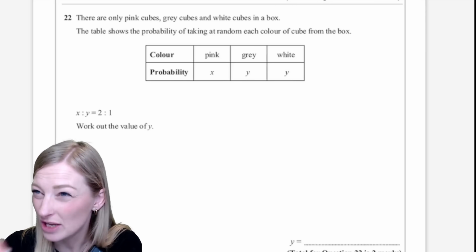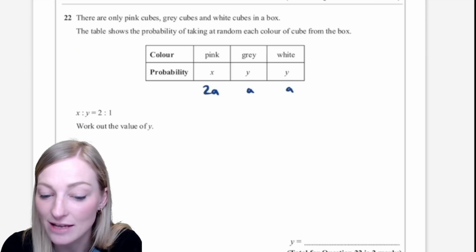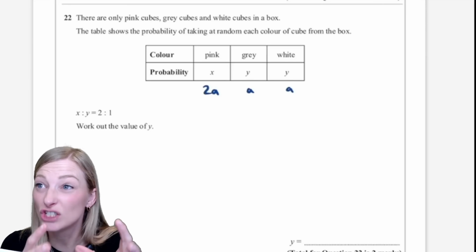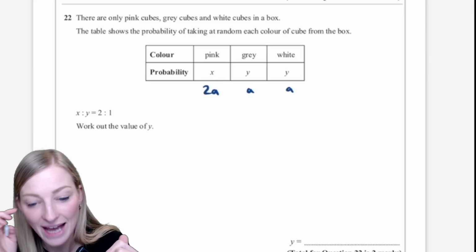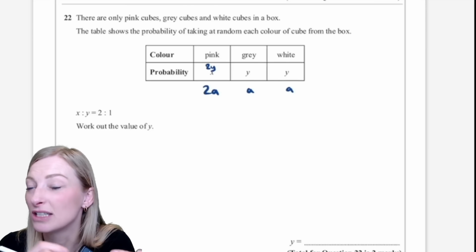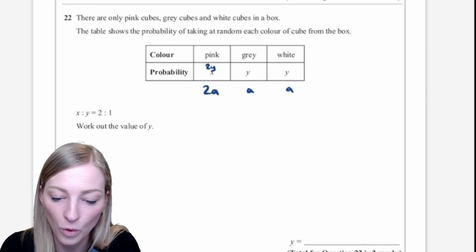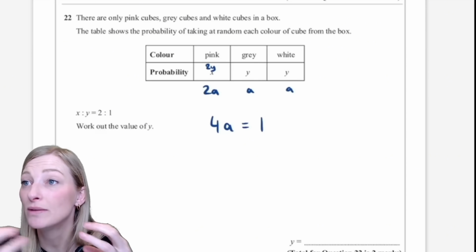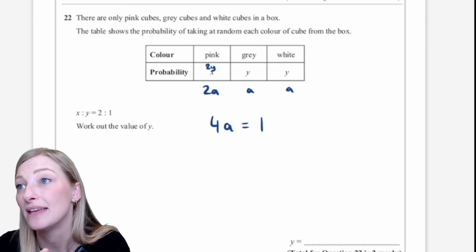So it might help if you just change it to be 2A, A, and A. We know that whatever pink is, that probability is double the other two, and the other two are the same. So 2A, A, and A, you might find that helpful, or you could make this one 2Y if you want, because it's double. Either way, if we add it together, we get 4A or 4Y, and we know that that is 1. It has to add up to 1. Probability always adds up to 1, and there are only pink, grey, and white cubes in the box.